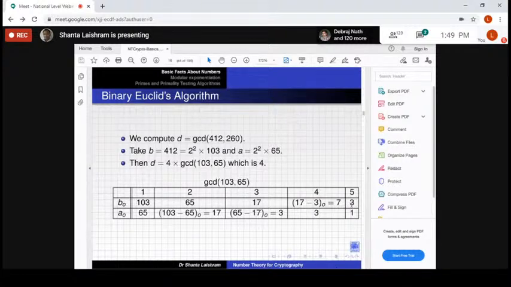So, 7 minus 3 is 4, and the odd part is 1. So GCD of 1 and 3, then it just becomes 1. So this is how you get the binary Euclid's algorithm.